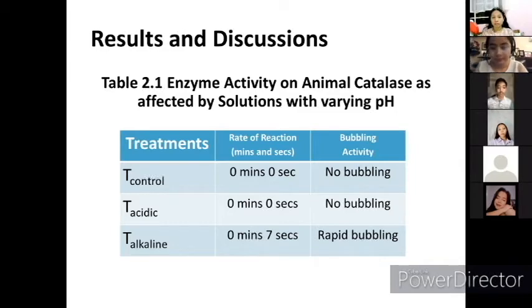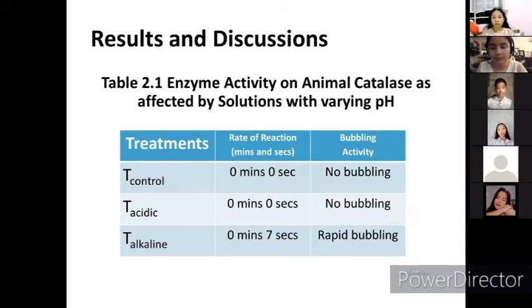For T control, we didn't do anything to the liver, therefore there is no observation obtained. T control is just used for comparison. In the acidic solution, there is no enzymatic activity that happened.